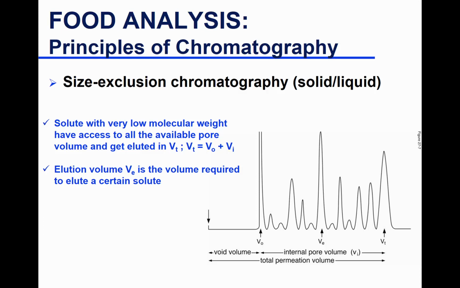The internal pore volume is the volume of the mobile phase that goes through all the pores. We call that internal pore volume. The total permeation volume, hence the gel permeation name, which means the same thing as size-exclusion, is the void volume plus the internal pore volume. So that's the total volume. One other volume that is important is the volume E, or elution volume. Let's say this is your compound of interest. It took volume E to get it out, a certain amount of milliliters to come out. Any question?